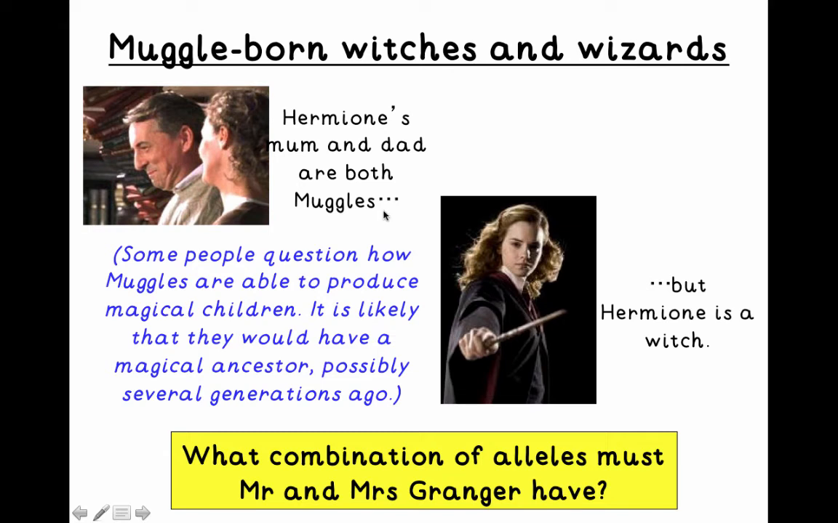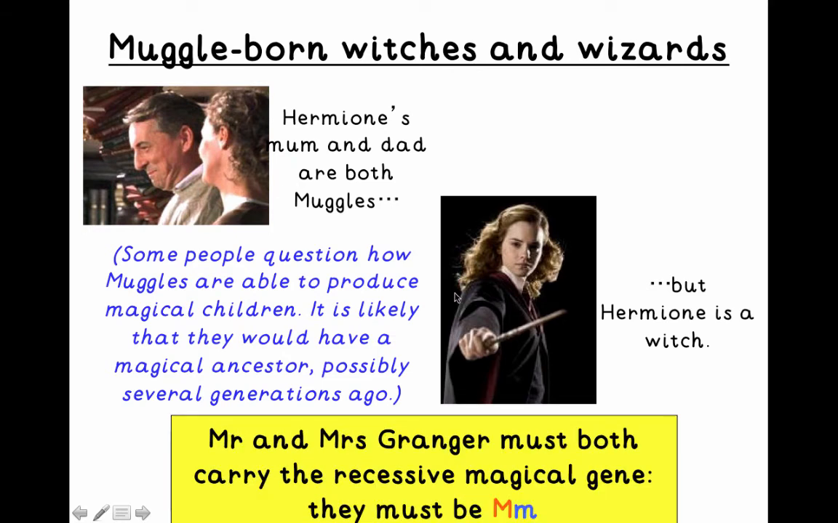If you guessed that they have a magical gene hidden somewhere, but that they probably also have an uppercase M, you are absolutely correct. Mr. and Mrs. Granger must both carry the recessive magical gene, but also the dominant, so that they will be muggles, but they can pass to their daughter the witch's gene.